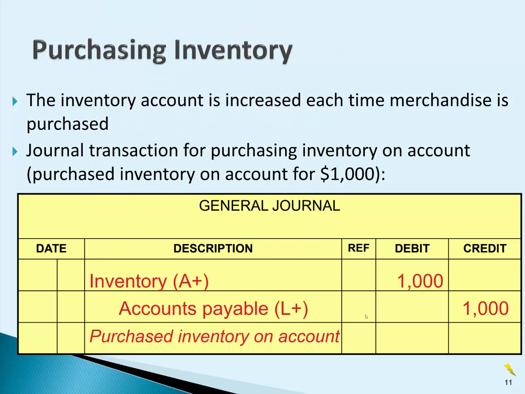Now, if there were other costs associated with the inventory, such as sales tax or shipping, that also increases the cost of the inventory. So it's simply put in the inventory account also. There is no separate account for sales tax or for shipping. It all goes in the cost of inventory.